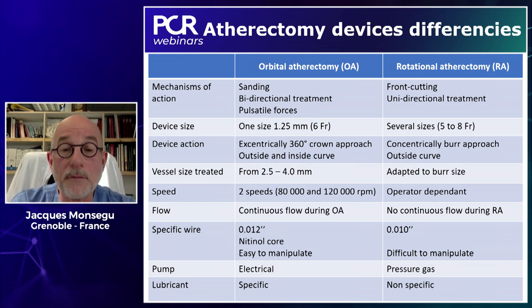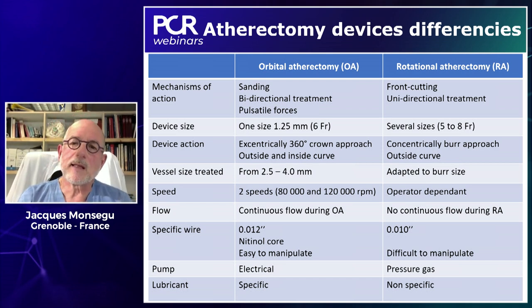The wire, you see that for orbital, it's a 0.012-inch wire with an internal core, very easy to manipulate. Of course, the support is not very good, but to navigate, it's very easy. A great difference from the rotor wire. The pump difference: one is electrical for orbital and the other is pressurized gas with rotablation. And it's necessary to use a specific lubricant device for orbital and a non-specific lubricant for rotational atherectomy. So I think you see there is really a great difference, a totally different approach to calcified lesions between the two devices.